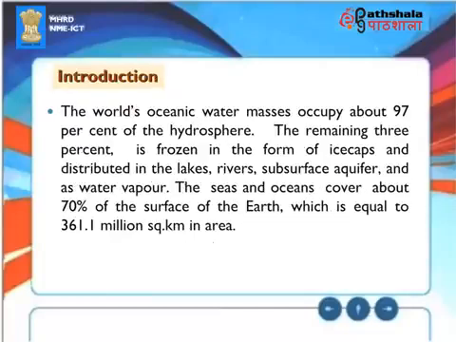Introduction. The world's oceanic water masses occupy about 97% of the hydrosphere. The remaining 3% is frozen in the form of ice caps and distributed in the lakes, rivers, subsurface aquifer, and as water vapor. The seas and oceans cover about 70% of the surface of the Earth, which is equal to 361.1 million square kilometers in area.